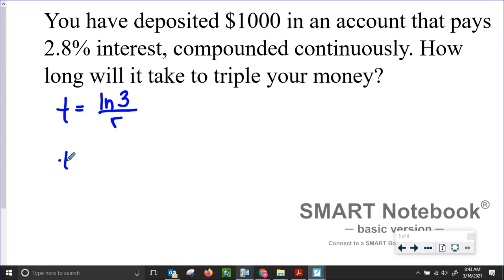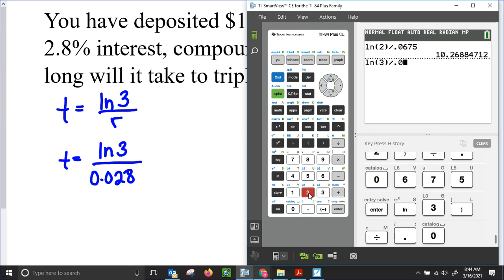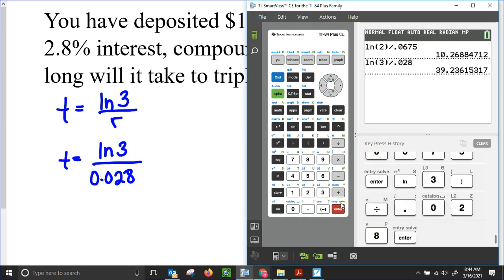All right, so here we've got ln of 3 divided by our interest rate of 0.028. All right, so again, we use our calculator here. We say ln of 3 divided by 0.028, and we get 39.236.